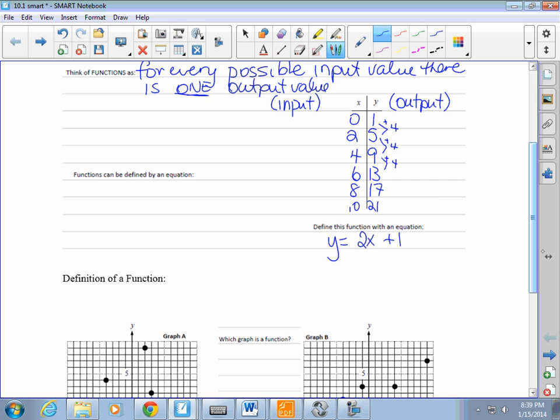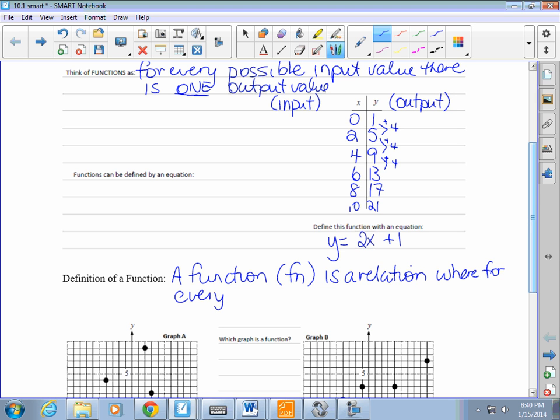So by definition, a function is a relation. And from now on, I just use fn as my function shorthand. So a function is a relation where for every x value, there is only one y value.